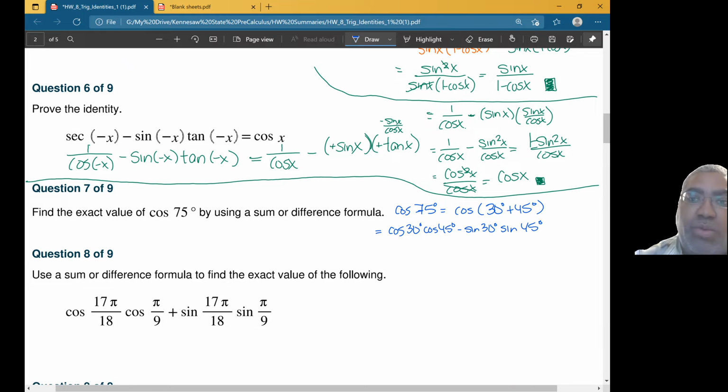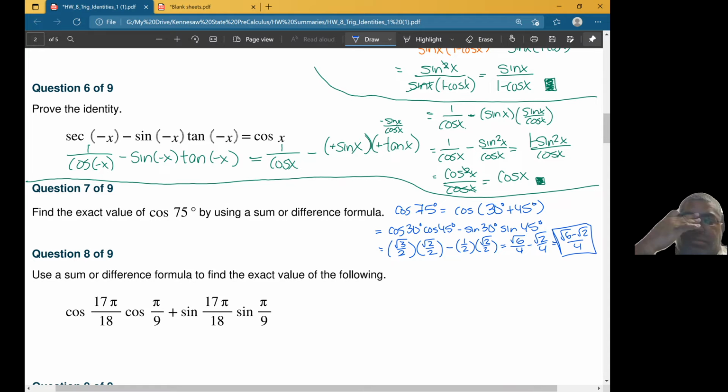Cosine of 30 degrees is root 3 over 2. Cosine of 45 is root 2 over 2. Minus sine of 30 degrees is 1/2. Sine of 45 is root 2 over 2. So this becomes root 3 times root 2, which is root 6 over 4, minus root 2 over 4, which is root 6 minus root 2 over 4. Boom.